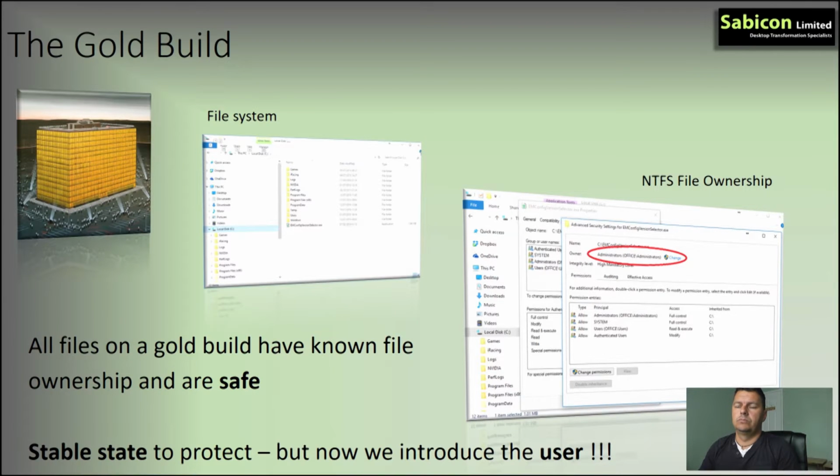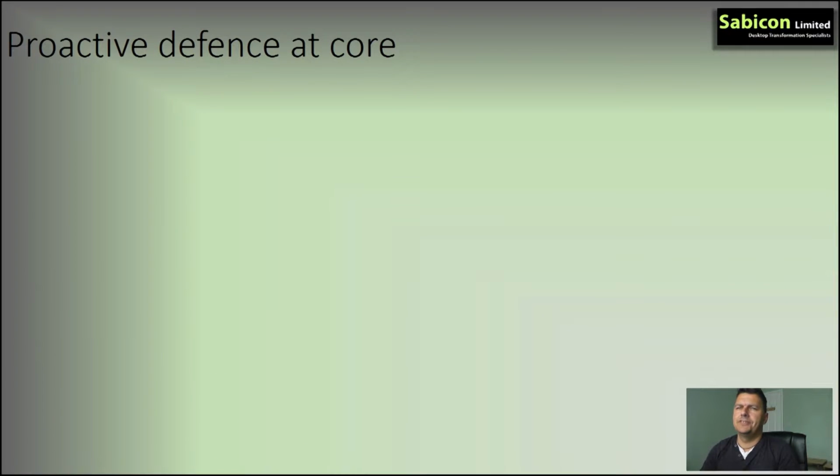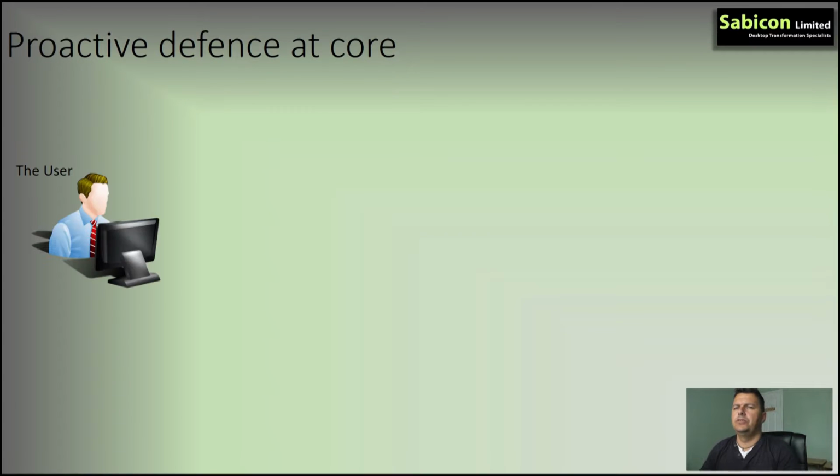It's stable. But then we introduce the user. And this is where the problem can happen. If we didn't introduce the user, chances are we'd have no problems. Unfortunately, bless them, we love them, but we've got to introduce them into it. So, how does it work? Defense, proactive defense at the core. So we start off with the user, and we can see the user here, sat there, and the user ultimately is going to execute a file.